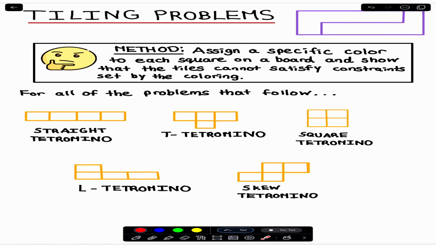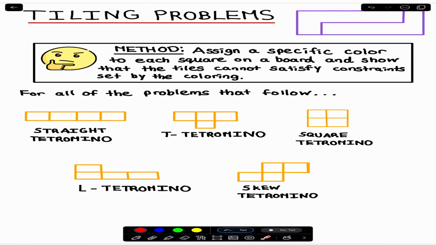So for all of the problems that follow, I'm just going to get this out of the way right now. From now on, whenever we use the word straight tetramino, we're referring to something like this, because it's just a little straight line over here. This is called a T tetramino, self-explanatory, shaped like a T.